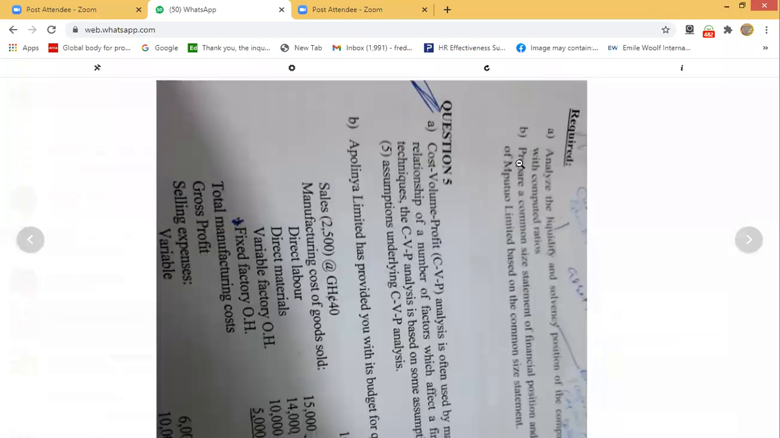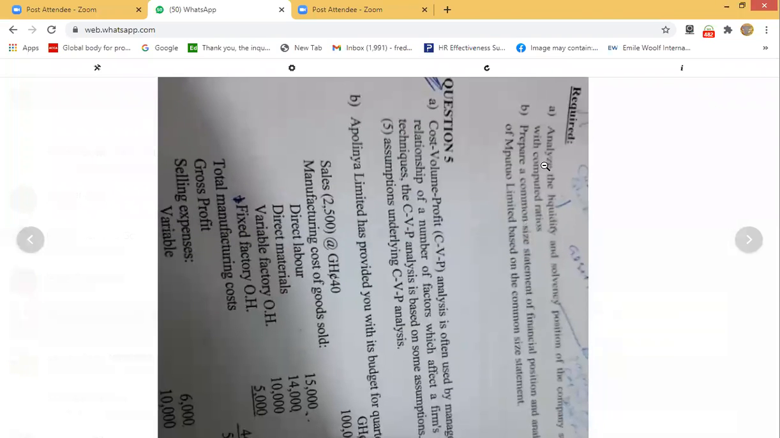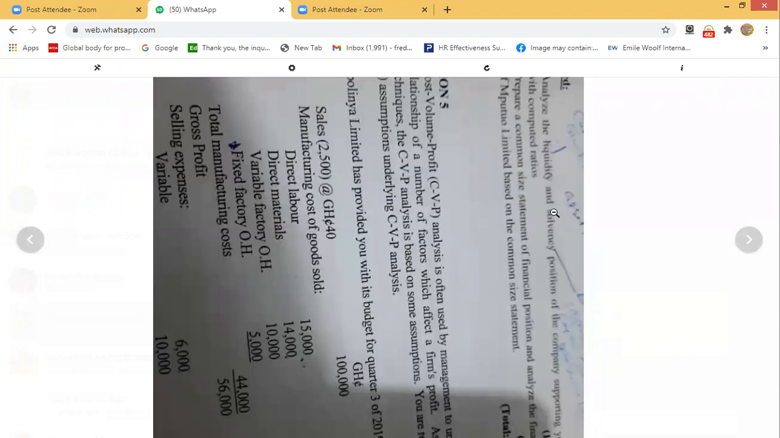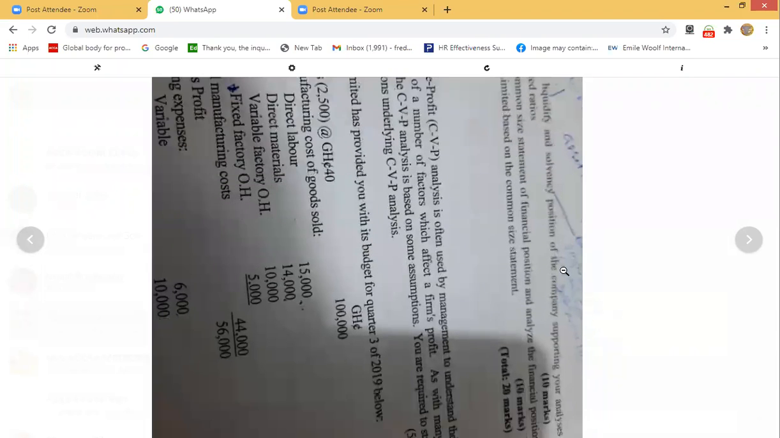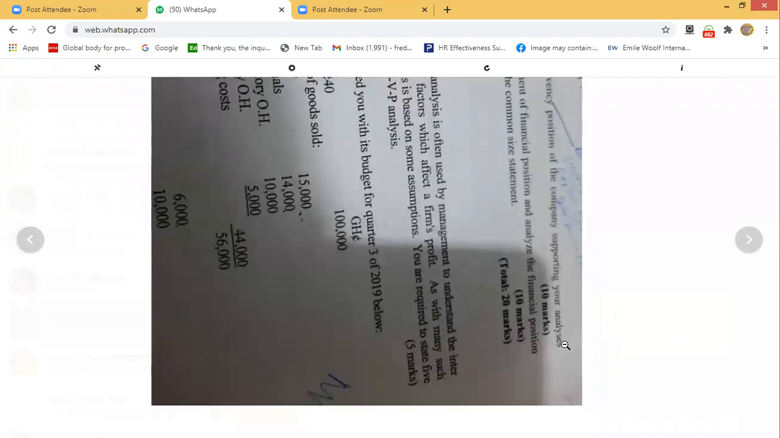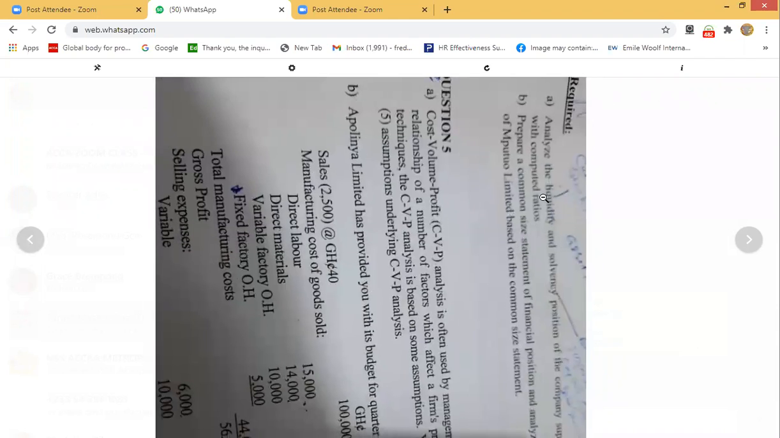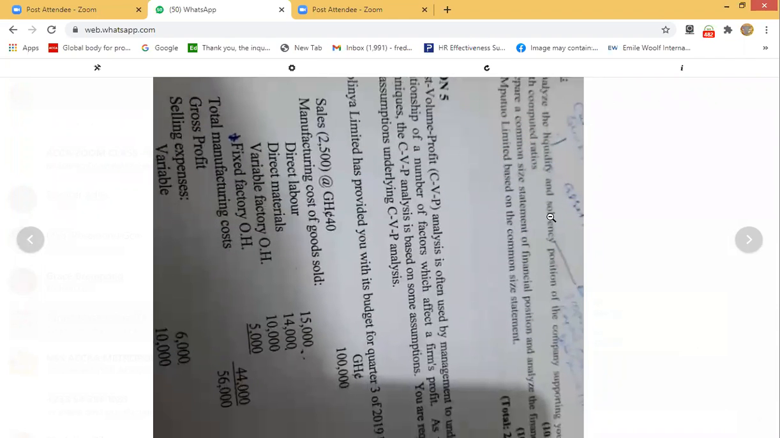Now let's look at this question. Let's take the requirement again. A. Analyze the liquidity and solvency position of the company, supporting your analysis with computed ratios. 10 marks. This is last sitting's own.